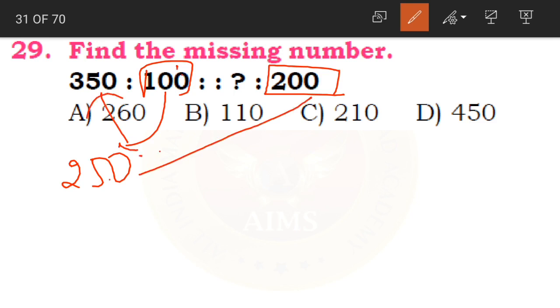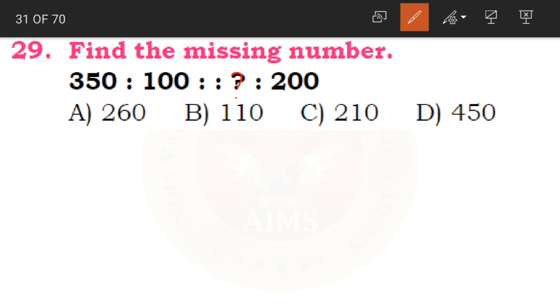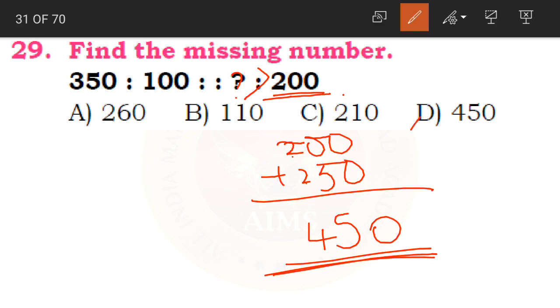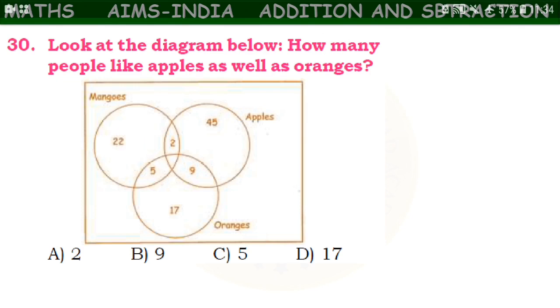In the same way, when we add 250 to 200, we should get this number. So the number on the left is greater than the number on the right. That means we need to add to it. Add how much? 250. 0 plus 0, 0, 0 plus 5, 5, 2 plus 2 is 4. Yes children, what is the correct answer? Option D, 450. I hope this is clear.